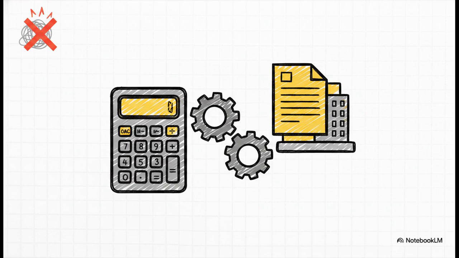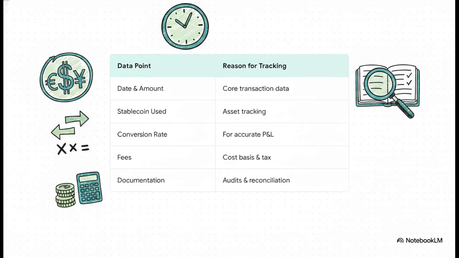And please, whatever you do, do not skip this part. Your accounting and your tax teams have to be involved from the very, very beginning. I mean it. Trying to sort all this out after the fact is just a recipe for disaster and major compliance headaches. This table here shows you precisely what you need to track for every single transaction. The date, the amount, which stablecoin you used, the conversion rate, that's for your P&L statements, and of course, all the fees.